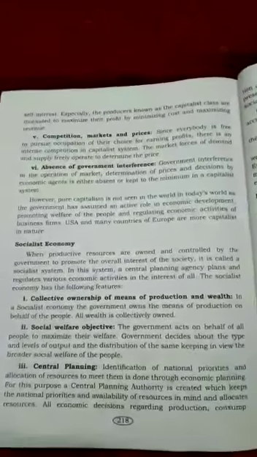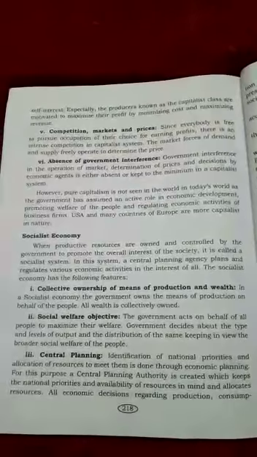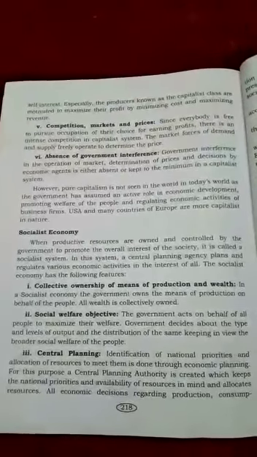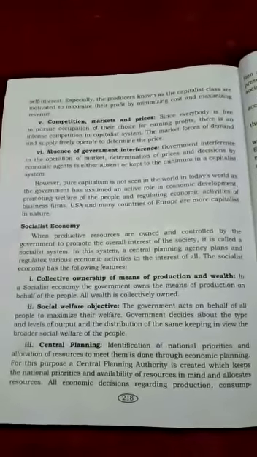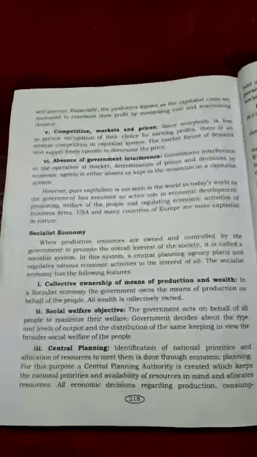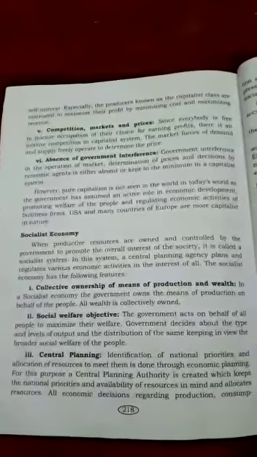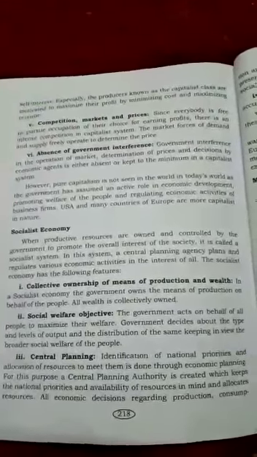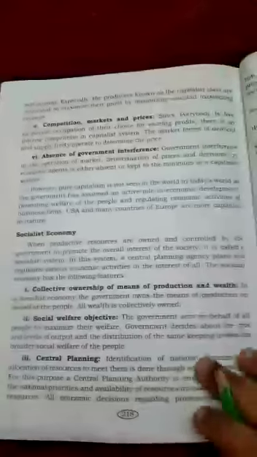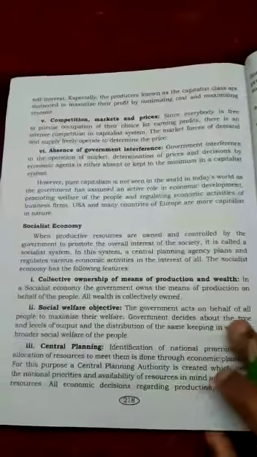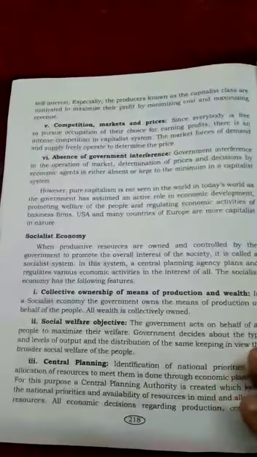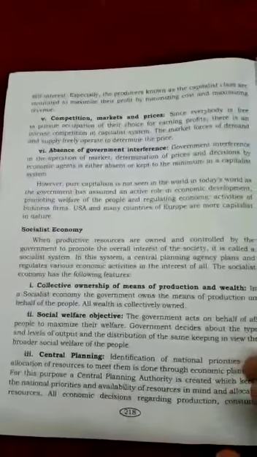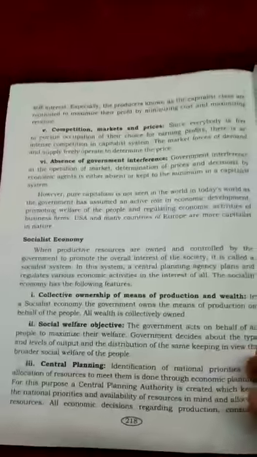Competition, markets, and prices. Since everybody is free to pursue the occupation of their choice for earning profits, there is intense competition in a capitalist system. The market forces of demand and supply freely operate to determine the price. So they will decrease the price so that they may get more profit, like getting more sales of the product.